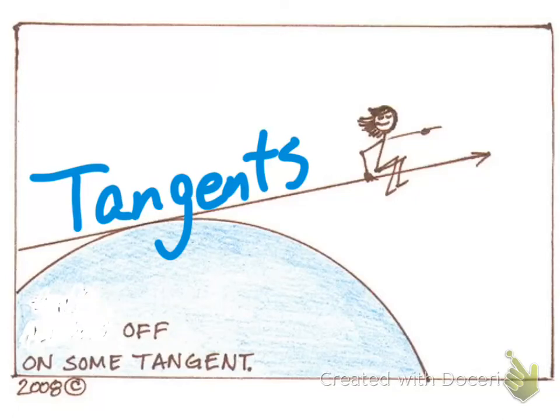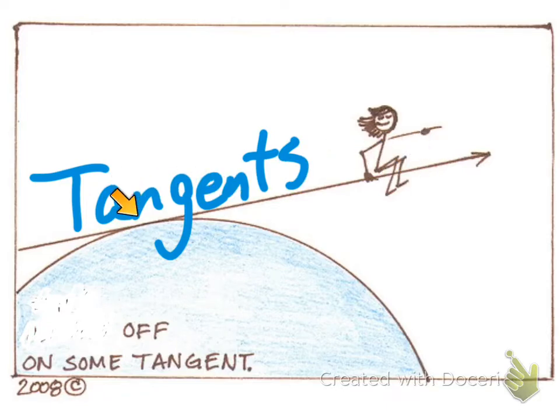Okay, students, I just wanted to make a quick video on circles and tangent lines, and so I don't get in trouble for any sort of copyright infringement, this is an image from brownsharpiesomethingorother.com. Anyway, I thought it was a funny image. This person just off on a tangent, sitting out on the tangent line.